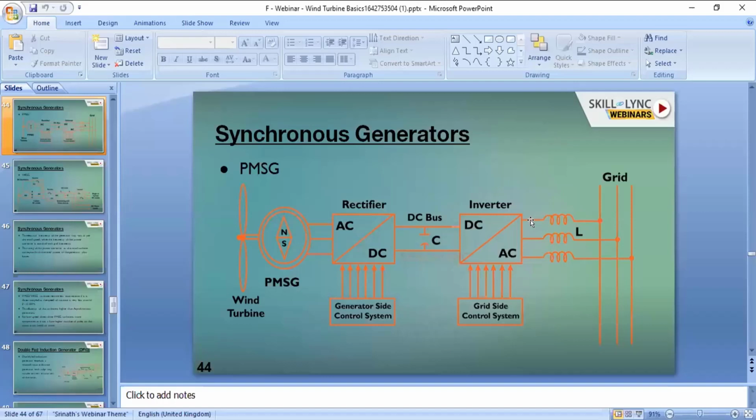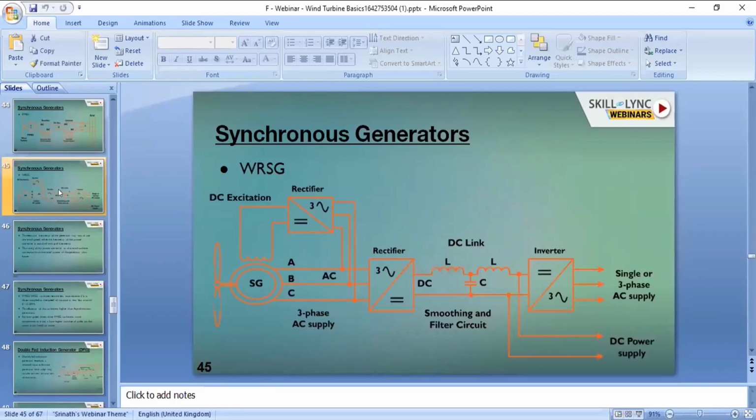Before the grid, of course, there will be a step-up transformer, maybe from 690 volts to around 22 kV or 33 kV, depending on the grid voltage. To control this, there will be a control system for both the rectifier circuit and the inverter circuit. Ultimately, all this control circuit is controlling the total wind turbine, all the electronics.